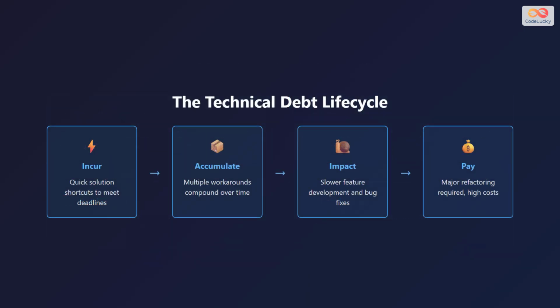Technical debt follows a predictable life cycle with 4 phases. First, you incur debt by taking quick solution shortcuts to meet tight deadlines. Then, as multiple workarounds accumulate over time, the debt compounds. This leads to the impact phase where development slows down because engineers spend time working around existing issues instead of building new features. Finally, you have to pay back the debt through major refactoring and system redesigns, which is expensive and time-consuming. Understanding this life cycle helps you make better decisions about when and how much debt to incur.